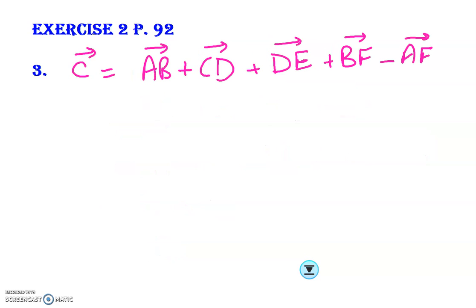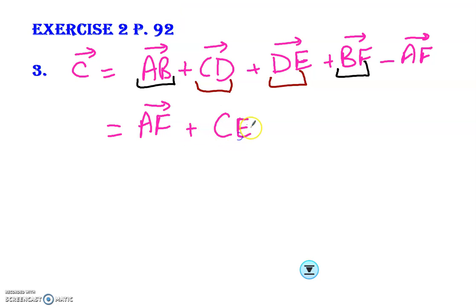The third part, we have AB plus CD plus DE plus BF minus AF. First, what can we combine here? So, before flipping anything, we can add these two together, AB and BF, so we get AF. And we also have CD plus DE, so we get CE. And minus AF, we can keep it as minus AF because it will cancel out with this, or write it as plus FA. So I'll keep it as minus AF because we notice that it cancels out, so we remain with CE.